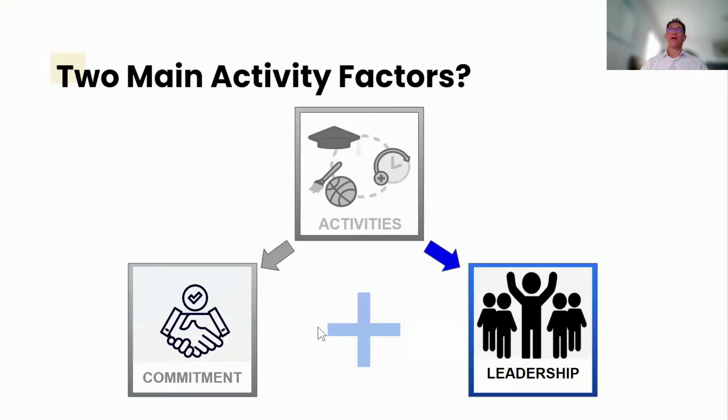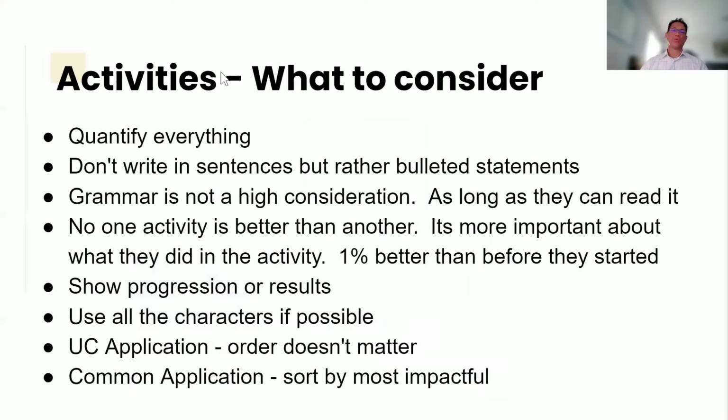If we think about leadership, here's what you want to consider when you're writing your activities, and this is really, really important. First of all, you want to quantify everything. So instead of just saying, I made lunches for the homeless, you can say, constructed 1,000 separate lunch boxes and distributed them to 500 needy individuals in the community. You see how that's different, because you're showing a quantity and the size of what you've done.